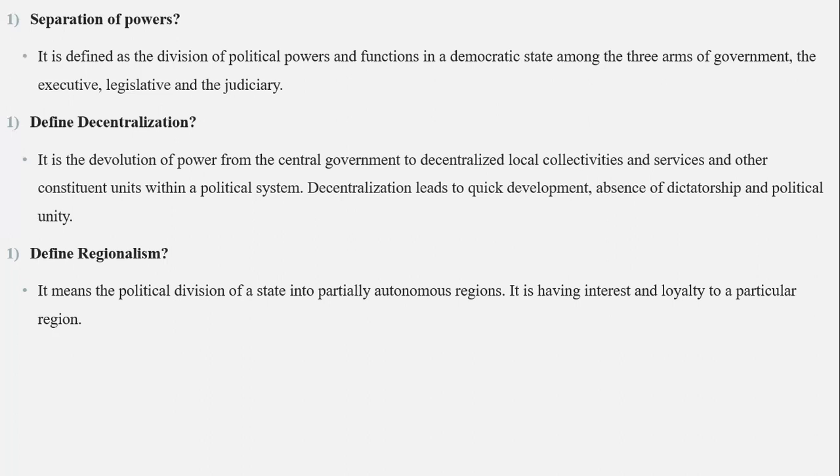We define now regionalism. Regionalism, what do you understand by the term regionalism? It means the political division of a state into partial autonomous regions. It is having interest and loyalty to a particular region. Good. We have defined the various key terms that we shall be analyzing in this particular topic.